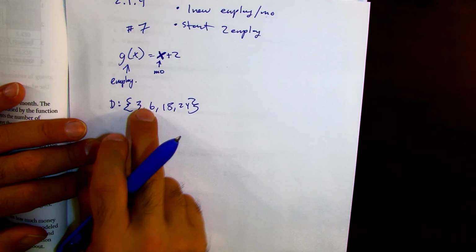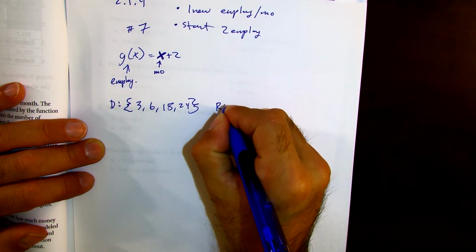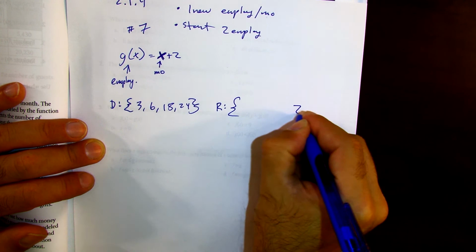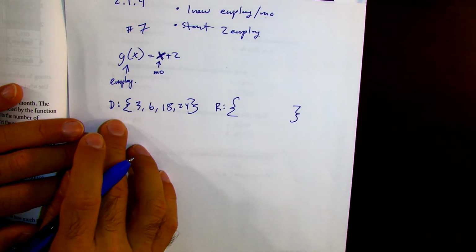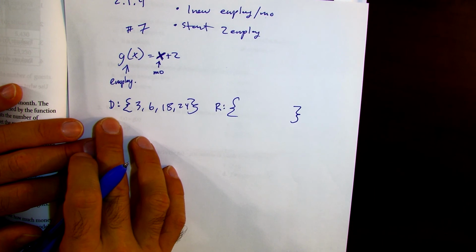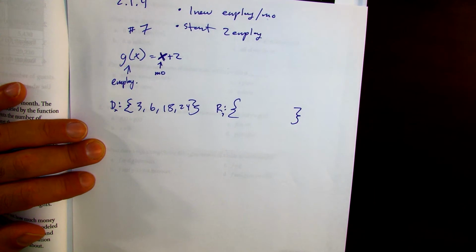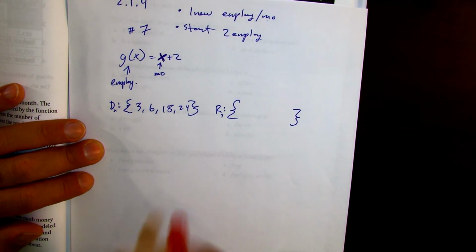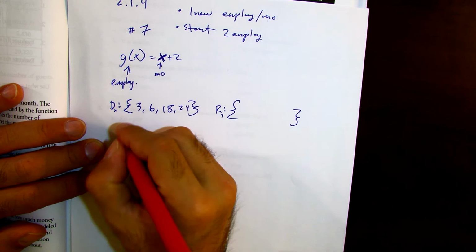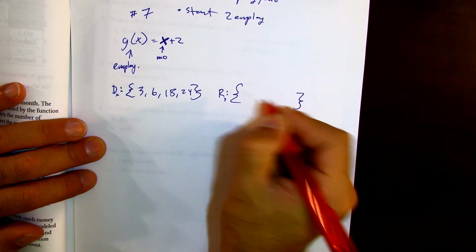Now here's the domain. To find the range, all we have to do is remember, tell me on your hands, use your hands, tell me what is the domain talking about, X or Y? Good. All right, so the domain are our X values, the range are our Y values. So all I need to do is evaluate for each of my X values to get my Y values.